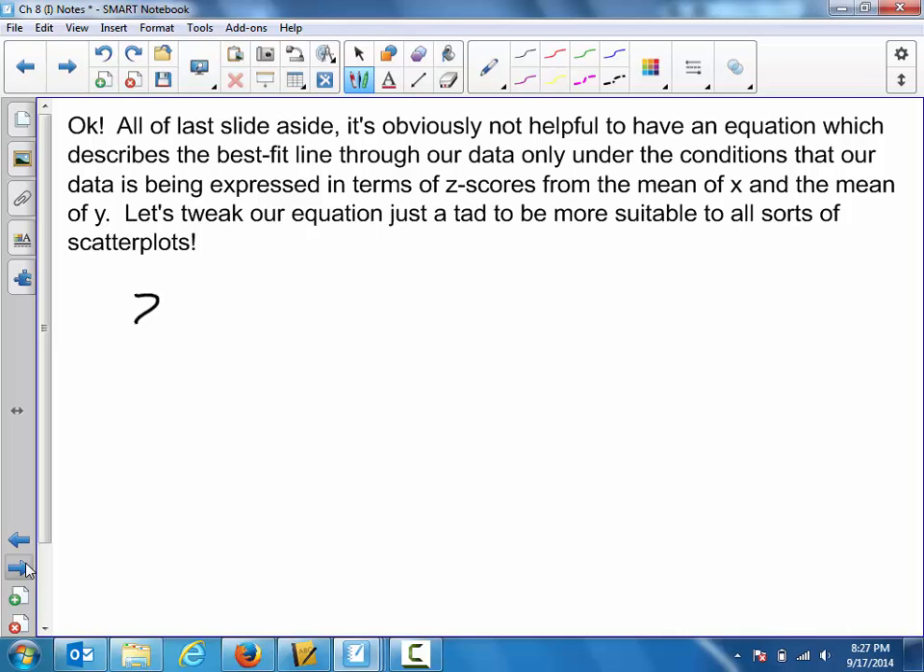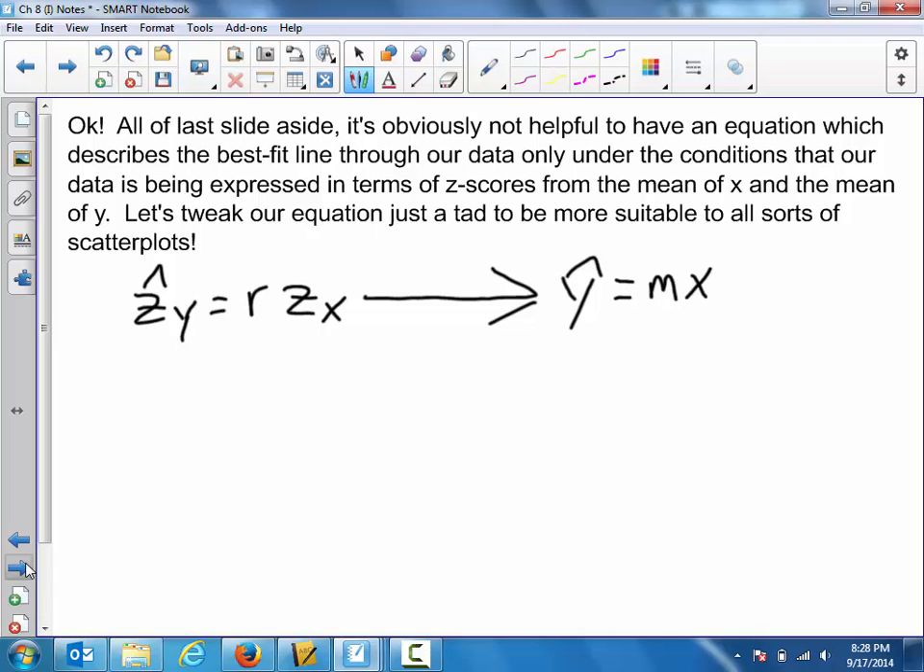We want to take this predicted change in z-scores for y, equal to the slope, the correlation coefficient, times z sub x, the standard deviations from the mean of x, and we want to make it look something like the following. We want to see a y hat, where y is any response variable that we've got, equals some slope times x, where x is any explanatory variable we've got, plus b, or y-intercept. Okay, so how do we do this?